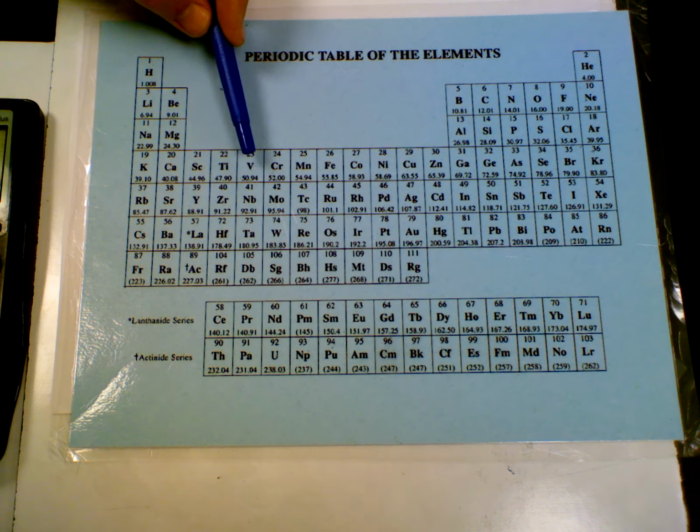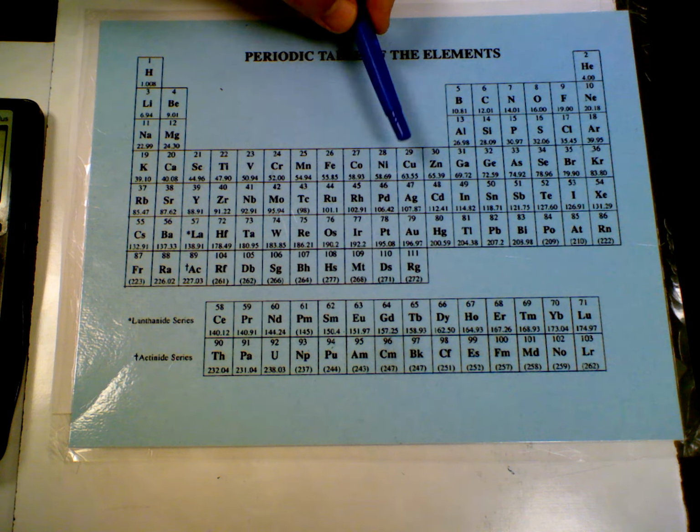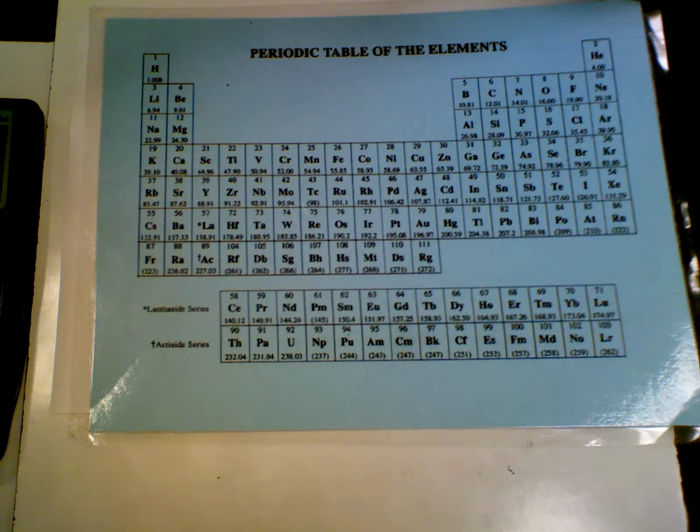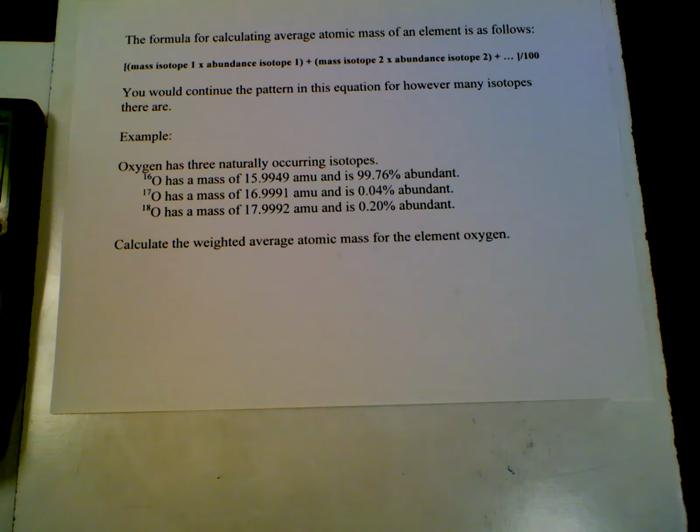Vanadium is 50.94, copper 63.55. So when we look at not the atomic number, but the atomic mass, what we're finding is those mass numbers represent something slightly different. Those mass numbers on the periodic table are the average atomic mass, which means it's the weighted average of all the naturally occurring isotopes of those elements found in nature.